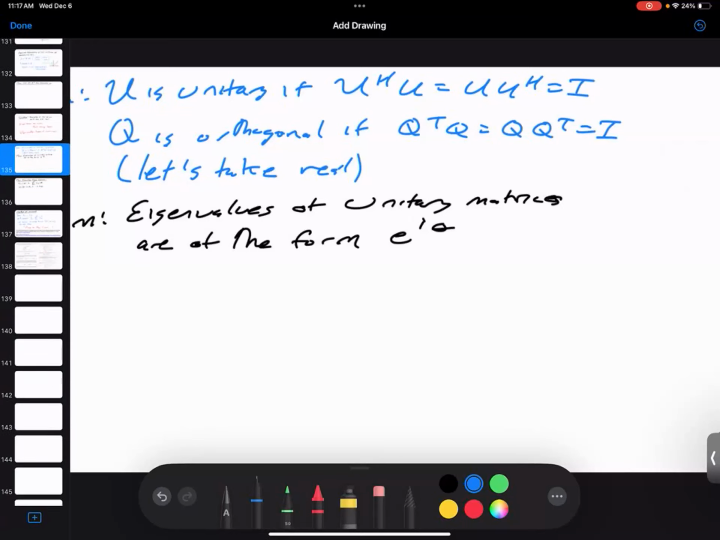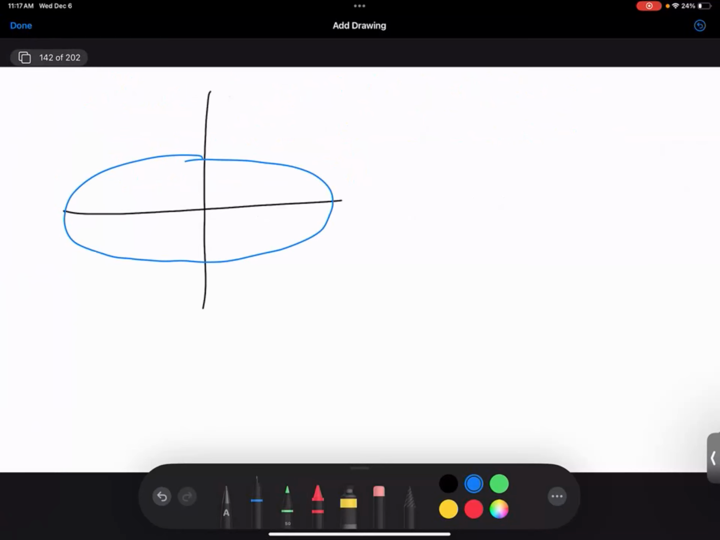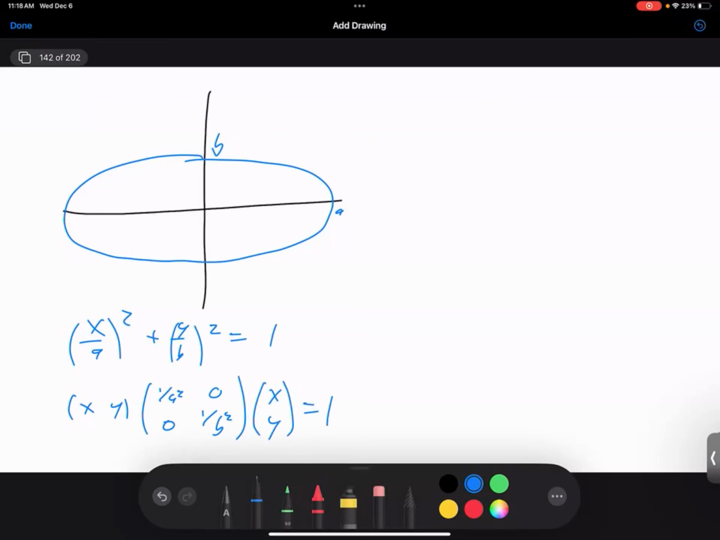So let me shift down a little bit. I think we've talked a little bit about this before. If I give you an ellipse oriented along the coordinate axes, I assume everybody is comfortable. This is just x over a squared plus y over b squared equals 1. A better way to view this is I take this matrix, 1 over a squared, 0, 0, 1 over b squared, and basically sandwich that between my vector and its transpose. If I give you an ellipse, but now it's no longer aligned with the coordinate axes.